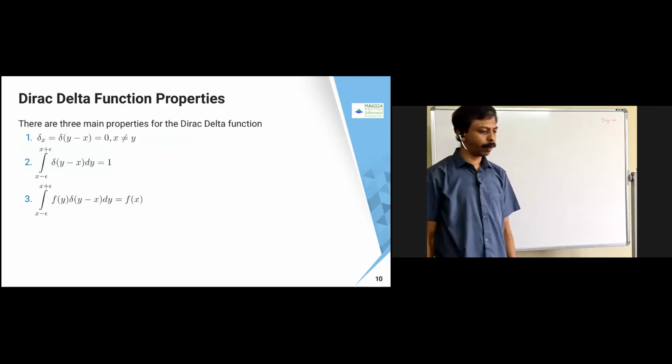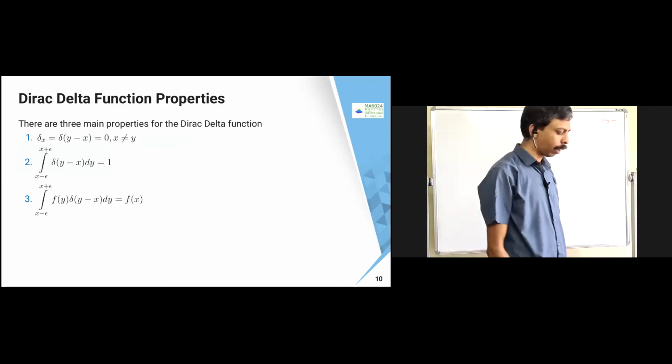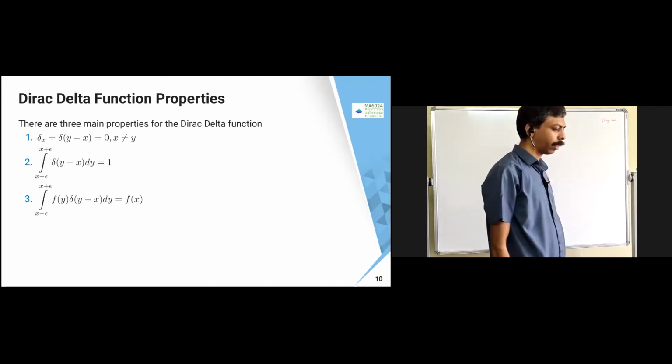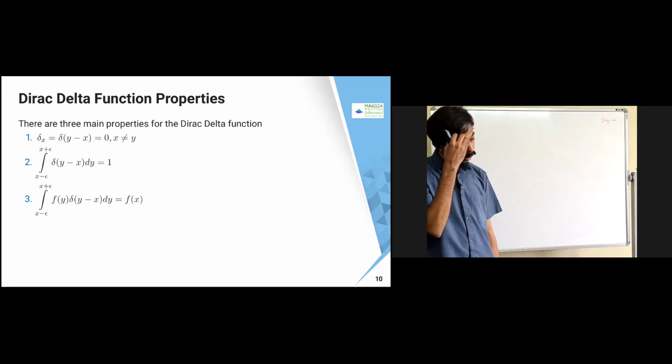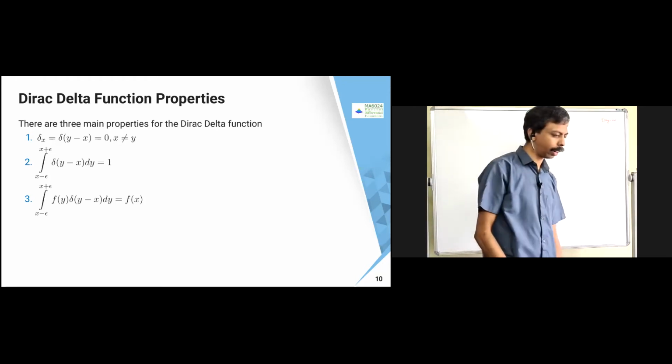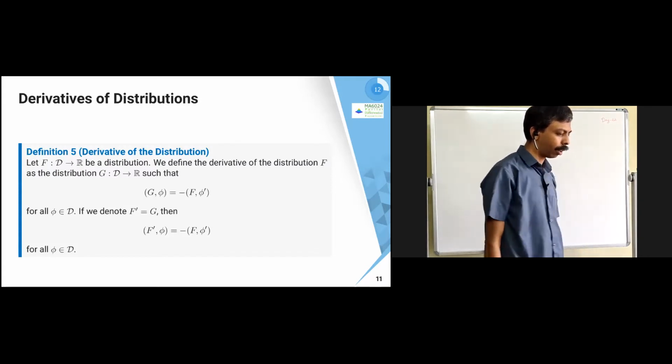So there are three main properties of the Dirac delta function. One is that delta x is nothing but delta y minus x, with x not equal to y, and the integral is going to become 1, and if you put f of y times delta y minus x, then that is going to make it. These are the things which we have defined.